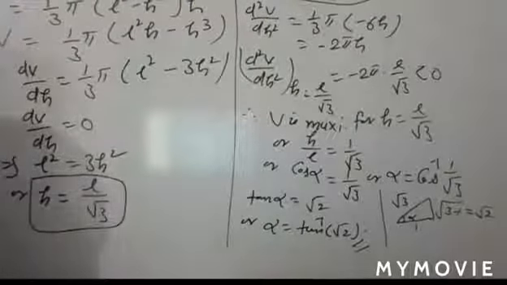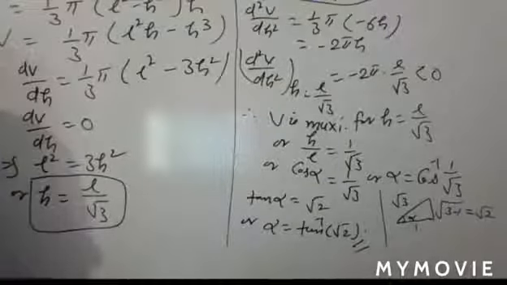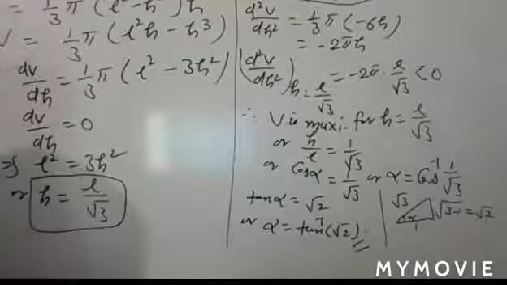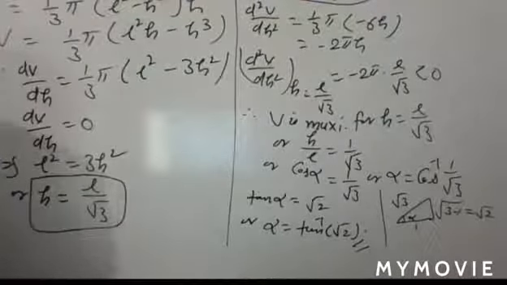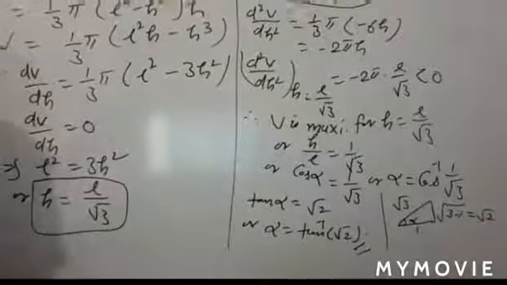Yes, write it. Show that the semi-vertical angle of a right circular cone of given surface area and maximum volume is sine inverse 1 upon 3. It's sine inverse 1 upon 3. So this is your question.